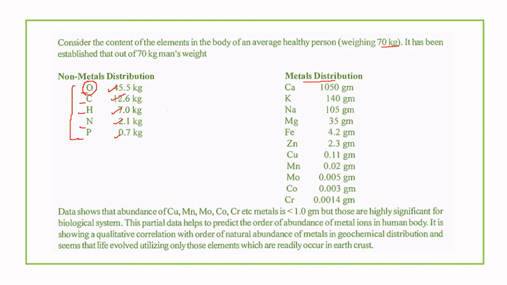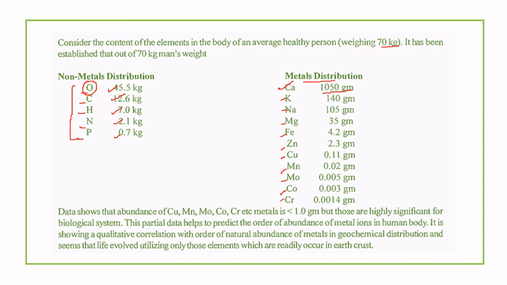Then metal distribution. First place goes to calcium, 1050 gram. You know the importance of calcium. You can find calcium in bones and teeth and everywhere. That is almost 1050 gram. Then comes potassium, then sodium, magnesium, iron, zinc, copper, manganese, molybdenum, cobalt, and chromium.